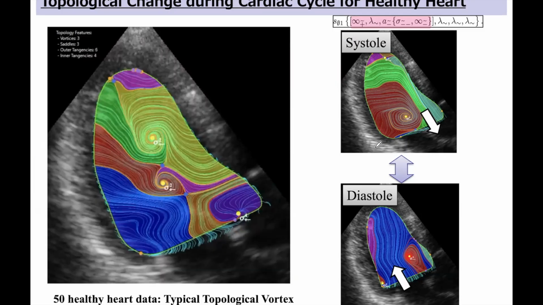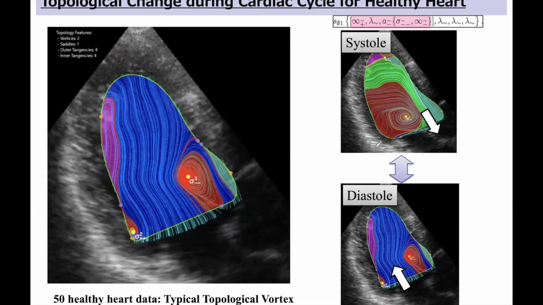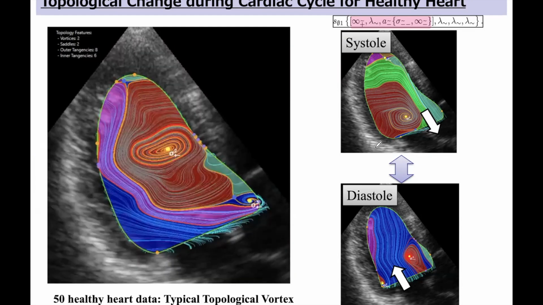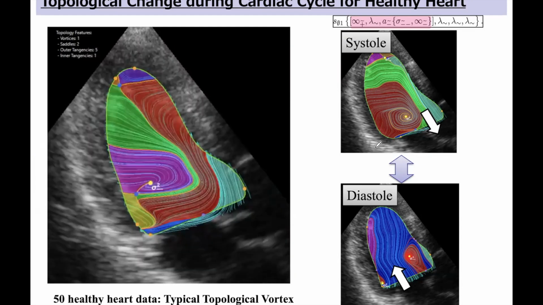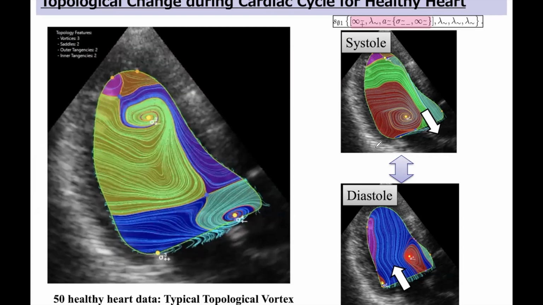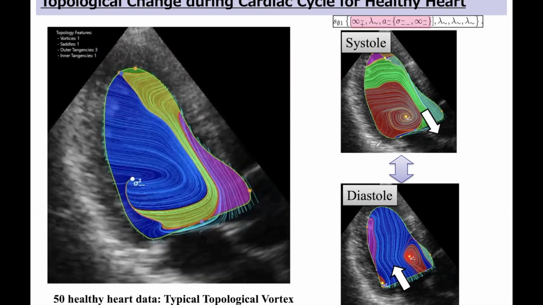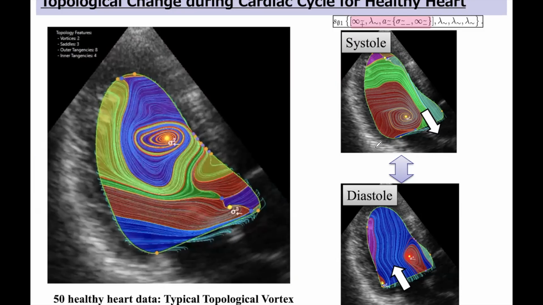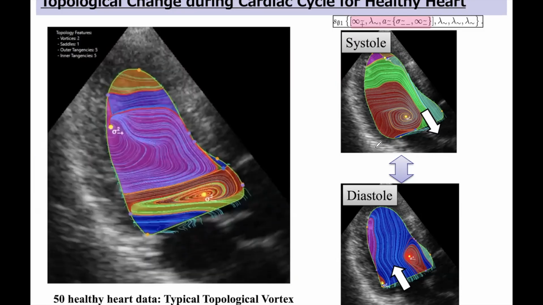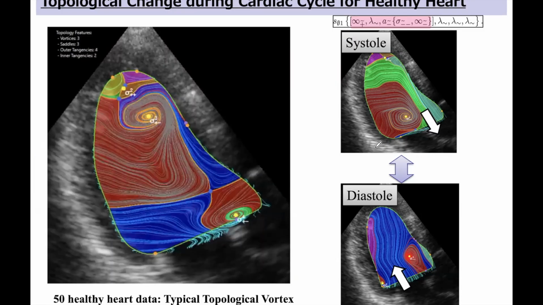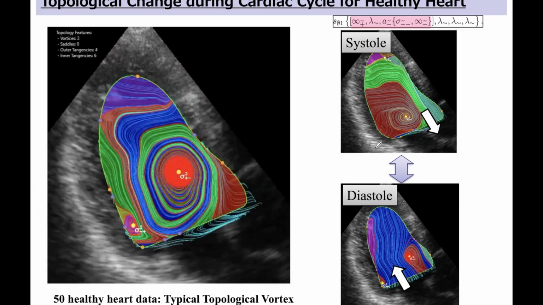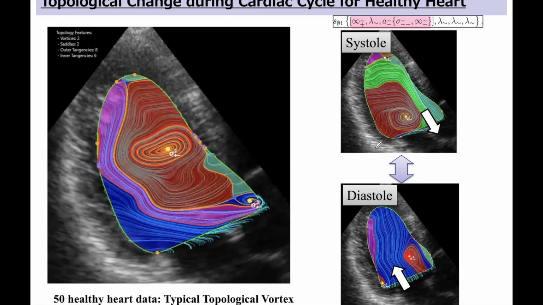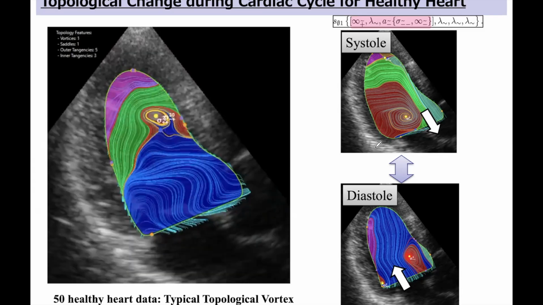At the systole, when the flow is ejected from this valve, we can see a big swelling area with a topological vortex structure in the center. And at the diastole stage, where the flow is injected from the valve, we have a pair of vortex structures, one bigger and one smaller, so a cross-section of the vortex ring structure appears. So for all 50 healthy heart data, we see this kind of structure appear at this stage.